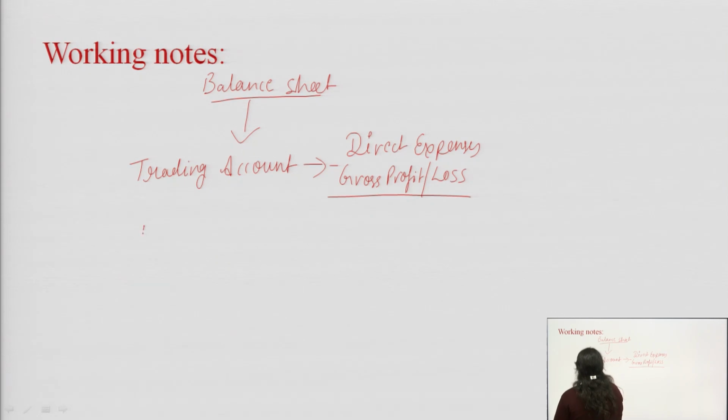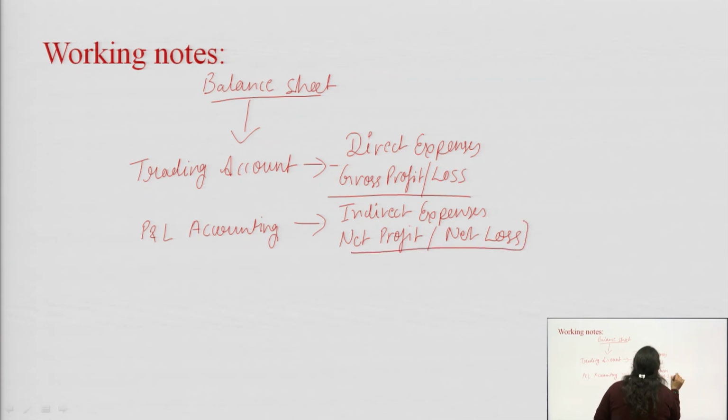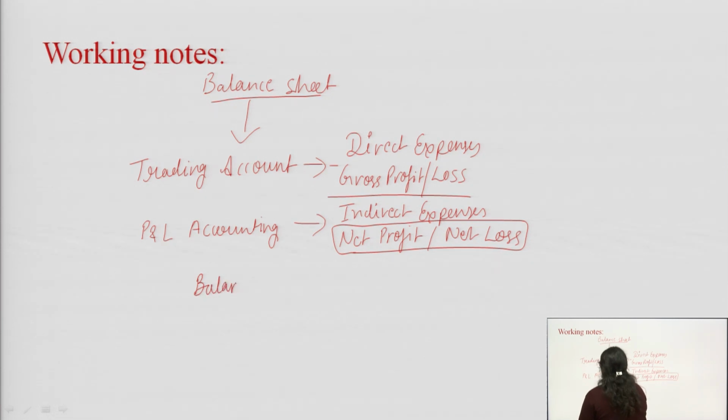After this, we prepare the P&L statement or P&L account, where you find out the net profit or net loss, and you include all the indirect expenses in it. Indirect expenses are those expenses which indirectly grow your business. By this balancing figure, we are able to get the net profit or the net loss. Actually, this is the balance which needs to be transferred once you are preparing the balance sheet.